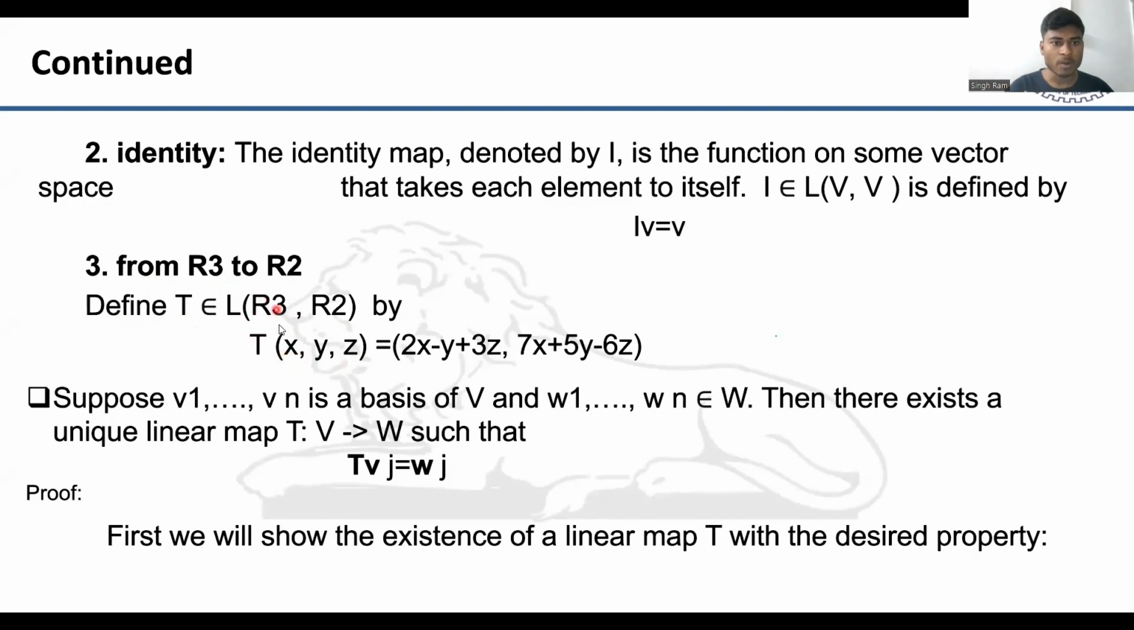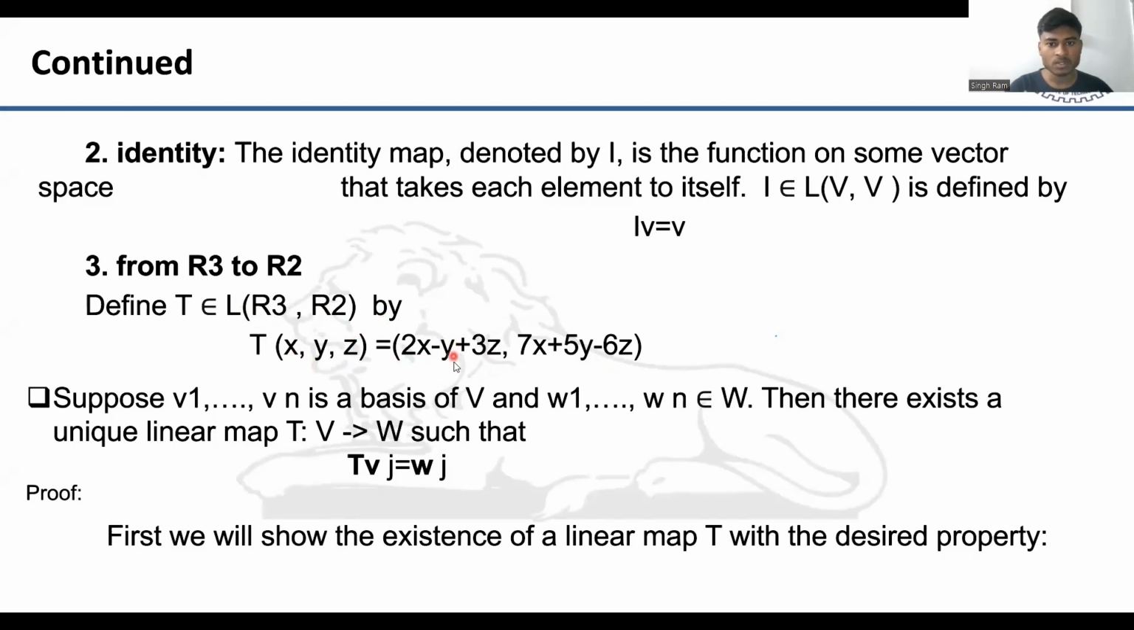Here, taking from R3, it's taking a vector V whose components are X, Y, Z, and giving a vector in R2 with components like this. There is a relation between X, Y, Z, and in R2 there are two components, the first one is this and the second one is this, right? In R3 the vector has three components, where each one is what? Each one is X, Y, and Z.